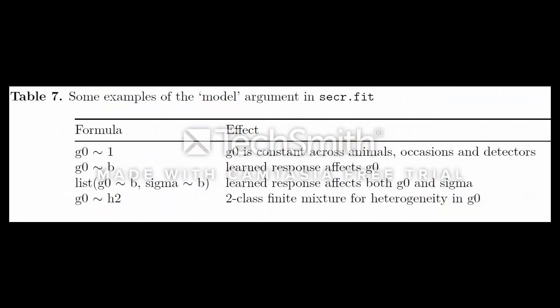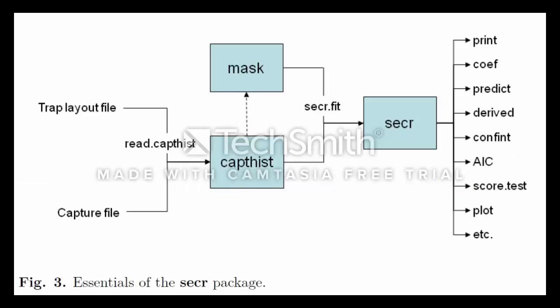The Seeker object class is the output of the Seeker.fit function. In other words, it is the output of a model you specify within the function, given the trap layout and the capture history data. The following graphical representation gives you a basic rundown of the steps taken to run a Seeker analysis. A trap layout file and a capture file are used to make a capture history, or captHist, file, which may or may not be used to help construct a mask object.